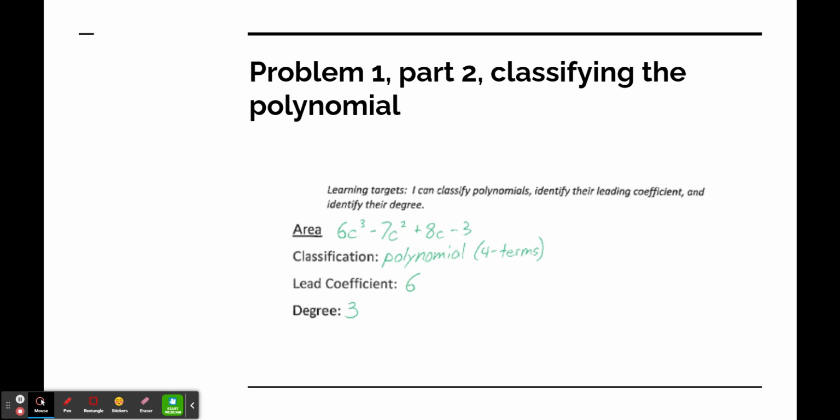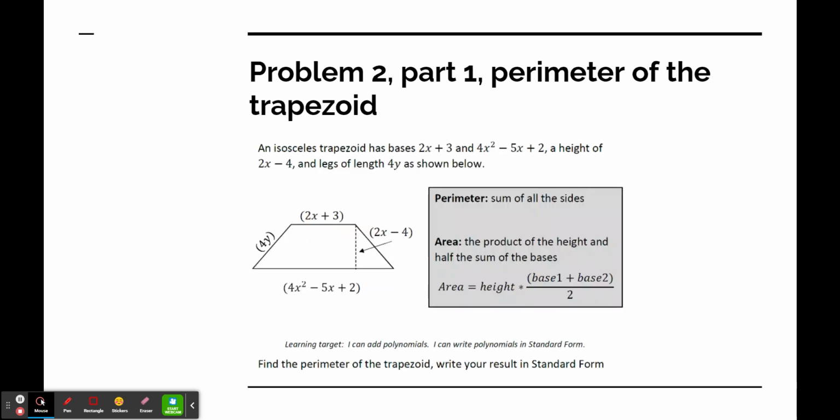We just use that for anything 4 terms or longer. Lead coefficient is 6 because our lead term is 6c cubed. So lead coefficient is the number on the lead term. And the degree is 3. That's the highest exponent on a variable we see in the problem, 6c cubed. So degree is 3. Next problem you should get handed out. Similar, but a little more challenging. So you're going to want to take some time on finding the area for this one.